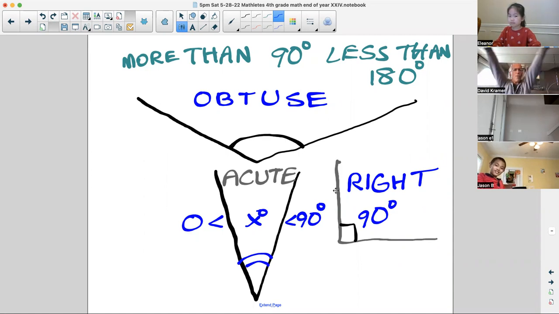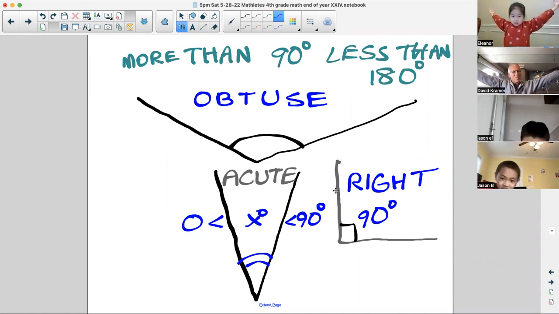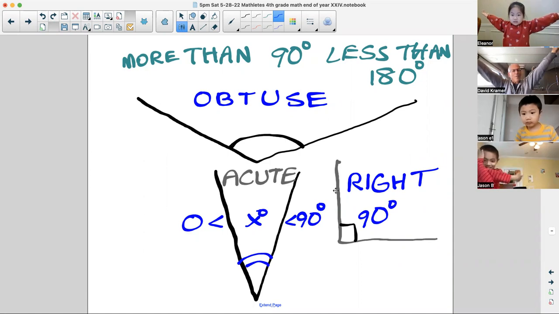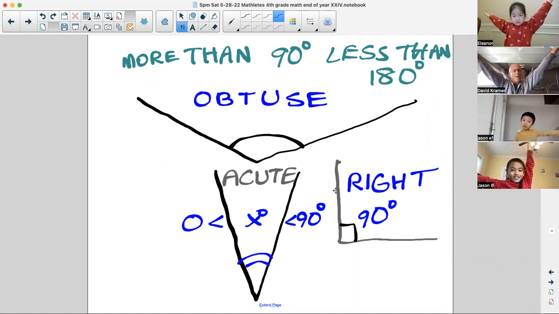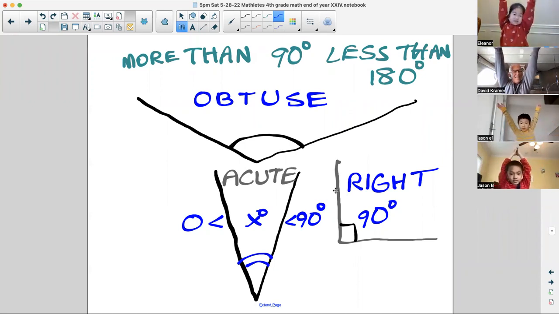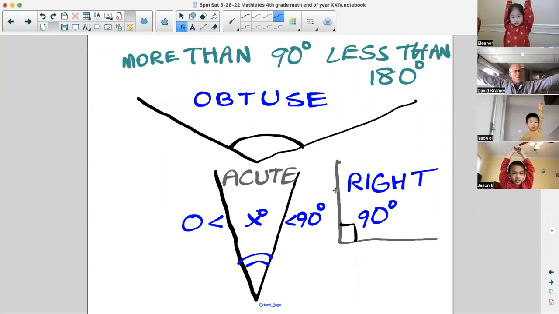Everybody do it. Acute, acute, quickly. And obtuse, obtuse. Right angle, right angle. Acute, acute. Obtuse, obtuse.